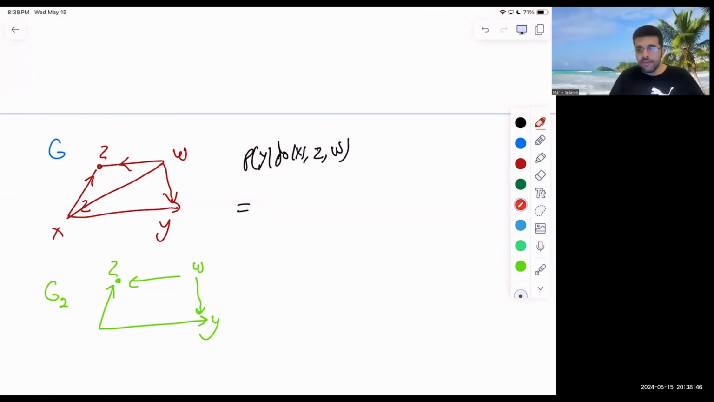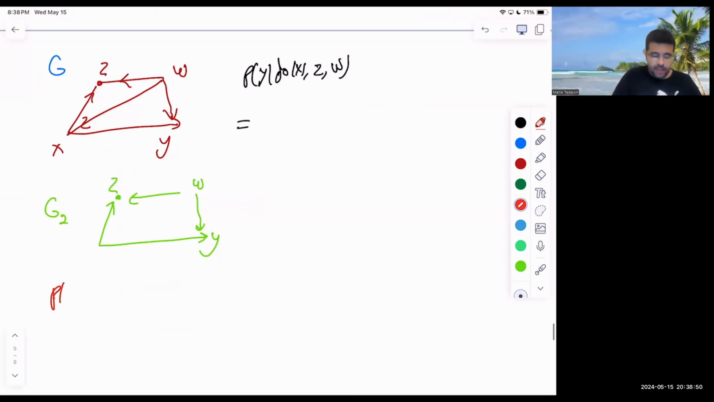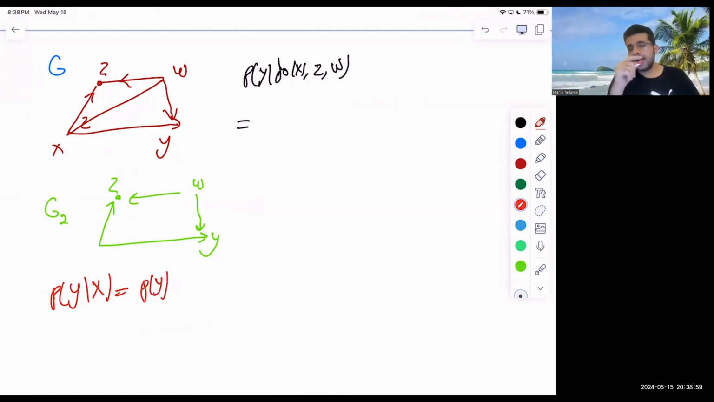Guys, from your probability class, you know that if you have P of Y given X, if Y and X are independent, what do you get here? You get P of Y. What does it mean? It means that if I know about X, it doesn't give me any more information about Y, because they are independent. It doesn't really matter. So the same thing here.